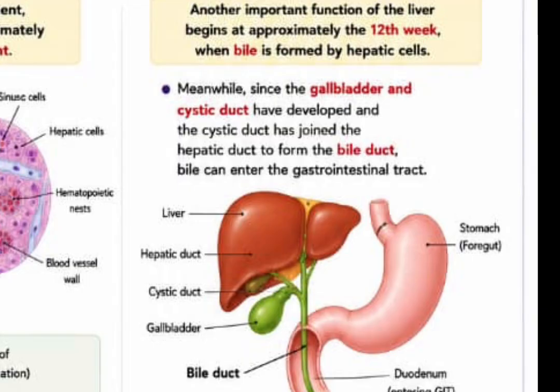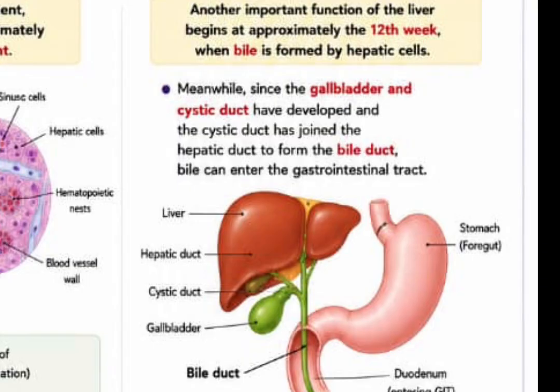In the 10th week, the liver becomes 10% of the total body weight, while 2 months before delivery of the baby, it reduces to 5% of the total body weight. That is why bile can easily enter the gastrointestinal tract, due to the connection between the cystic duct and the bile duct. The common bile duct is where bile enters into the gastrointestinal tract.